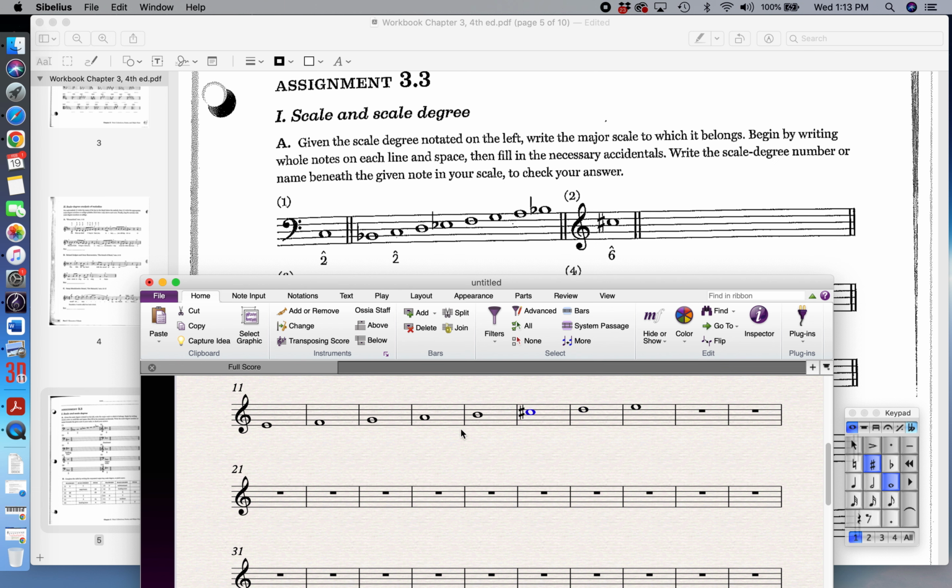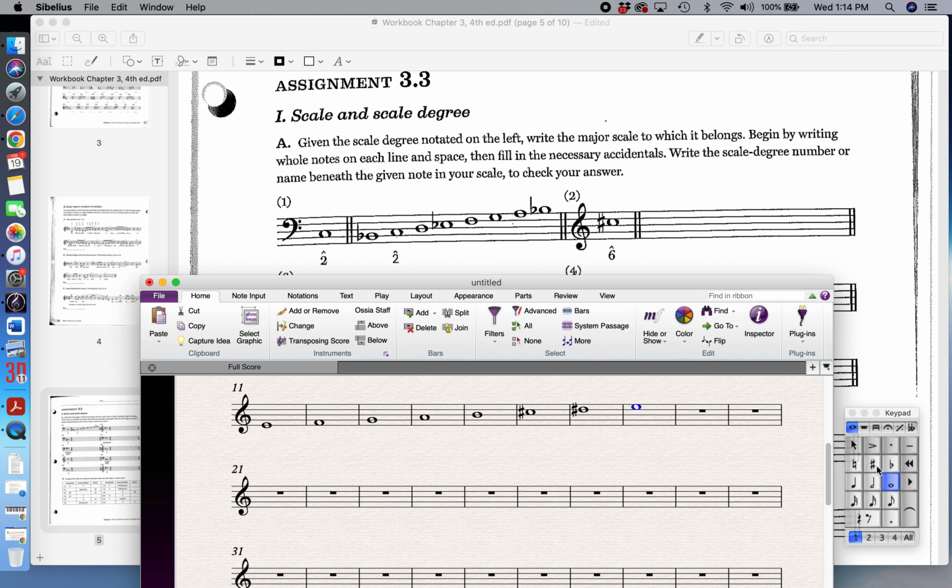Now I have to figure out, how do I make that what it is? Well, if I think about my whole step, half step, whole step, whole step, whole step, half step, then I can figure out what they all are. So if I know my 6 to 7 is a whole step, what's a whole step higher than C sharp? Well, it's going to be a D sharp. And then I know 7 to 8 is a half step. So what's D sharp to E? That's a half step. So that one's good.